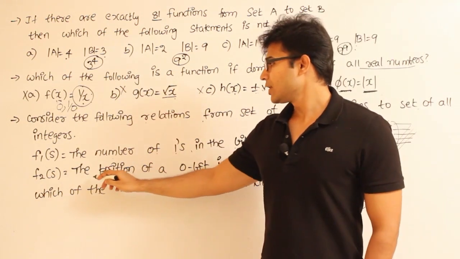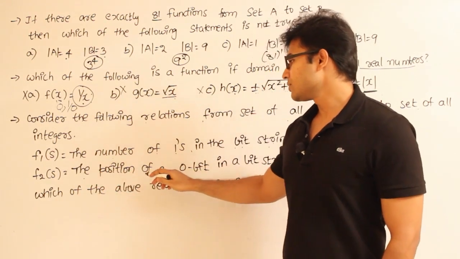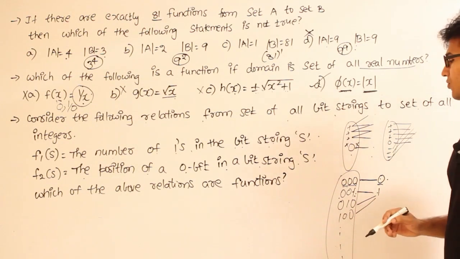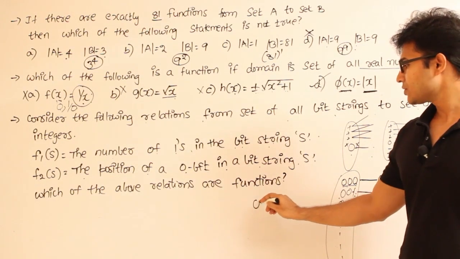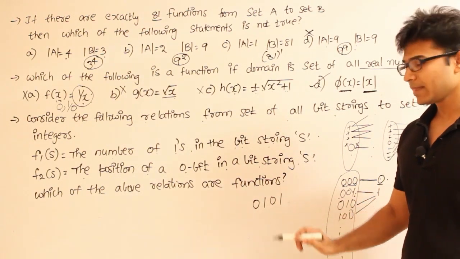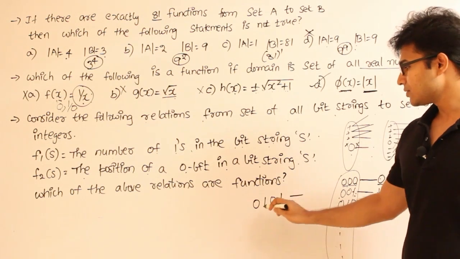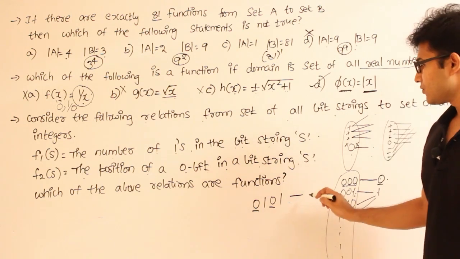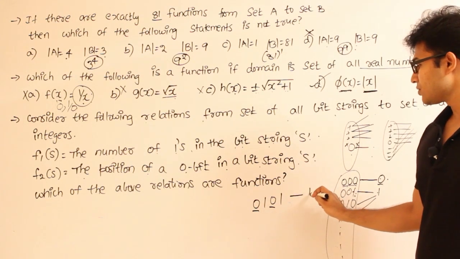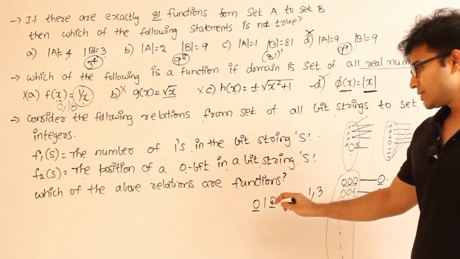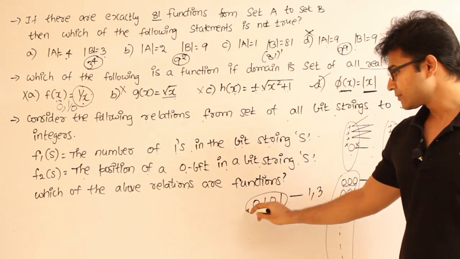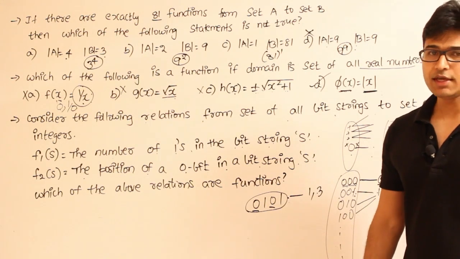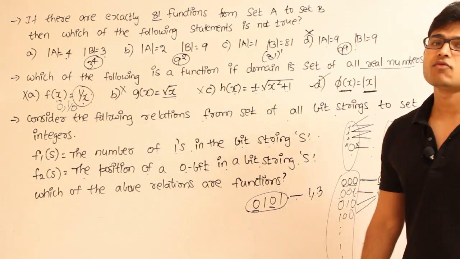And what about f2? f2 is saying that it is going to give the position of 0 bit in the string. Yes. So what it means is, if you have a string 0 1 0 1, then 0 is present in position number 1 and 0 is present in position number 3. Therefore, it is going to have 1 comma 3, which means this particular string is actually assigned to more than one number. Therefore, it cannot be a function.